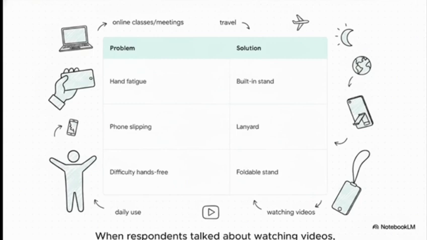When respondents talked about watching videos, attending online classes, or traveling, it became super clear that struggling to do these things hands-free was a massive headache. Hand fatigue? Well, that means you need a stand. Dropping the phone all the time? That means you need a lanyard. The concept was brilliantly bridging these two user problems.